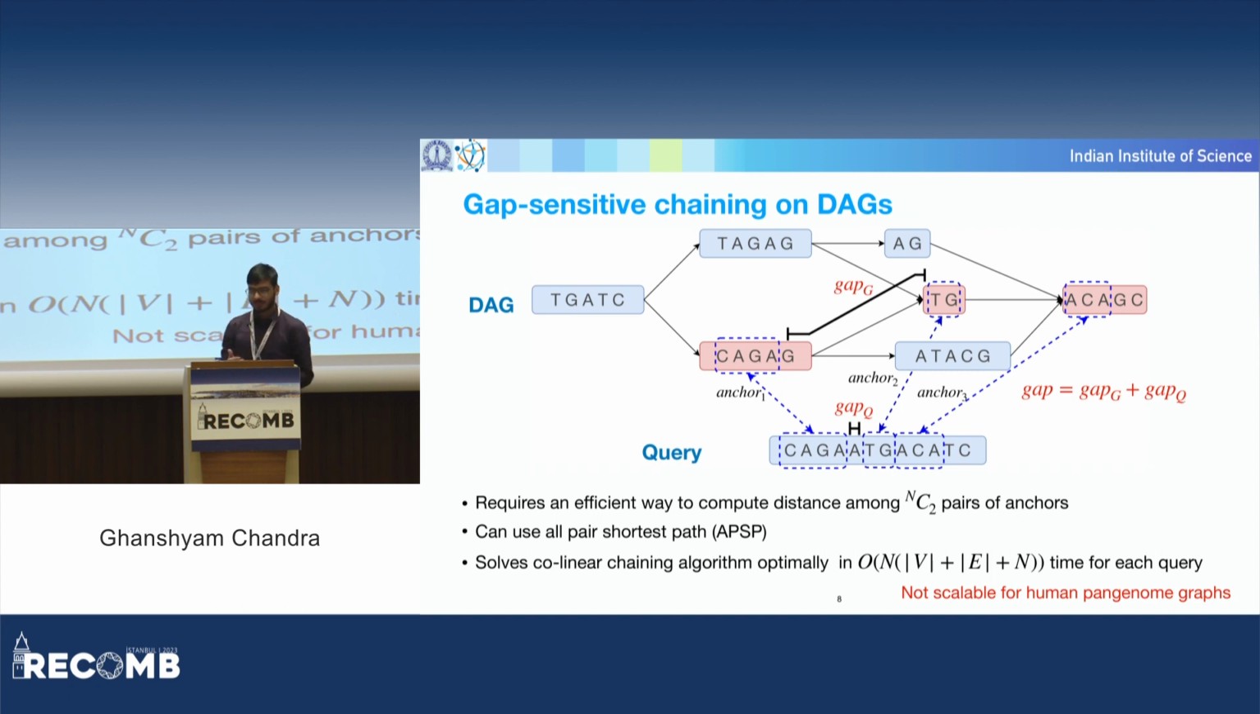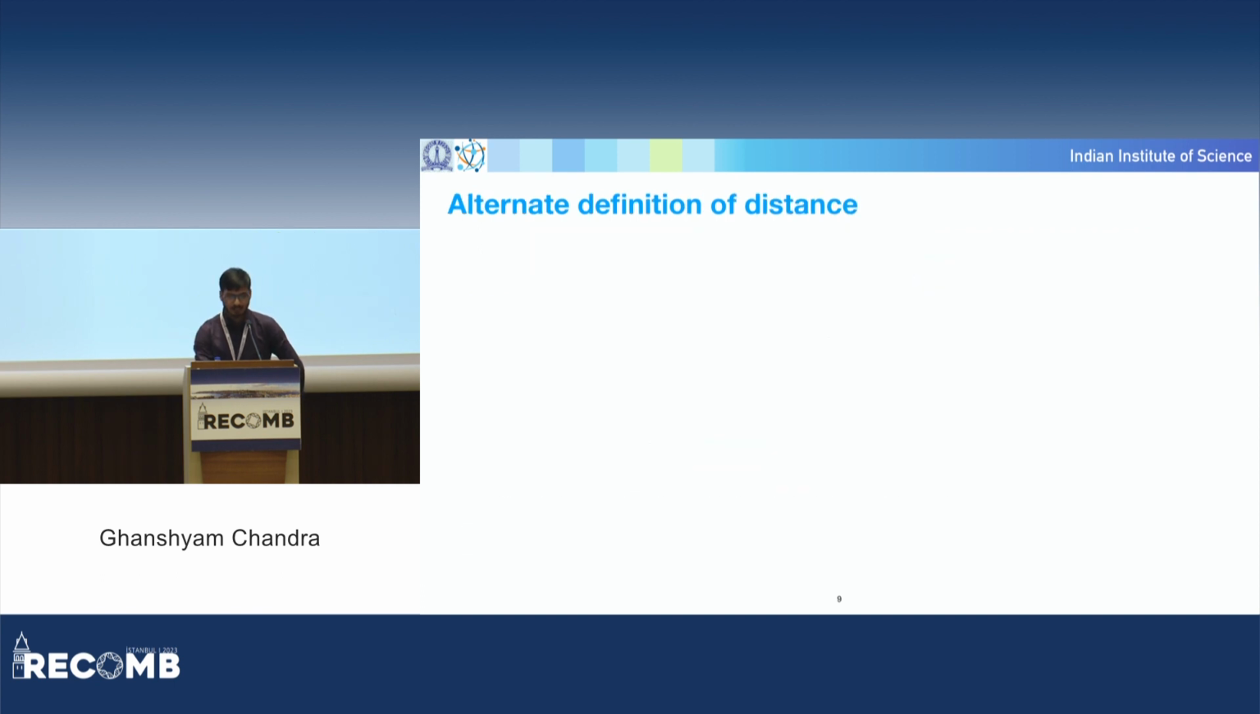If we want to use the shortest distance as a gap definition, we have to compute all pairs shortest paths, which will incur a time complexity of big O of n times (v plus e) plus n, and we have to solve that for each query sequence. Hence, it's not scalable for a human pangenome graph. So what is the alternative then? The alternative would be to define an alternate definition of distance.